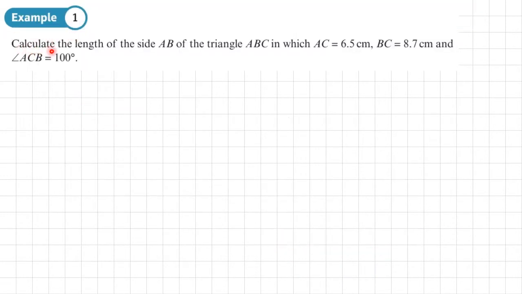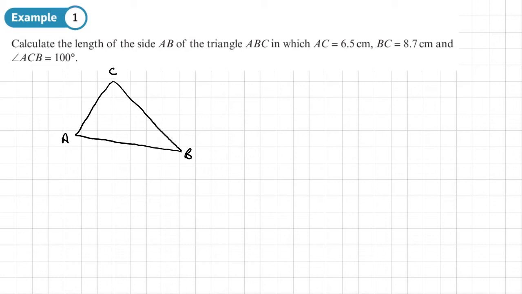Example 1, we want to calculate the length of side AB in a triangle ABC, which has these lengths here and this angle. So the first thing I'm going to do is to draw a sketch. Now whether this sketch is right or not, it doesn't really matter. So I'm going to label this as A, B, C. This just helps me decide which rule I'm going to use.